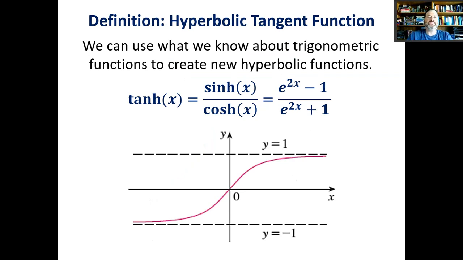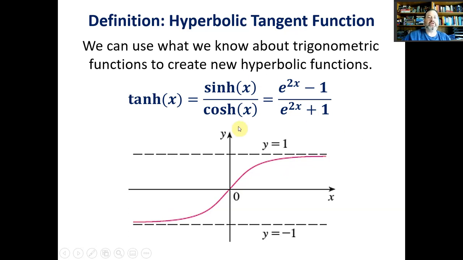So what we can do is use what we know about trig functions to create new hyperbolic functions. All we have to do is arrange sinh and cosh in different ways and see what happens. Just create different things. This is pronounced tanch. It's just sinh over cosh. I went ahead and did the algebra for you. It simplifies to e to the 2x minus 1 over e to the 2x plus 1. And you get this cool little graph. It sort of looks like arctan.